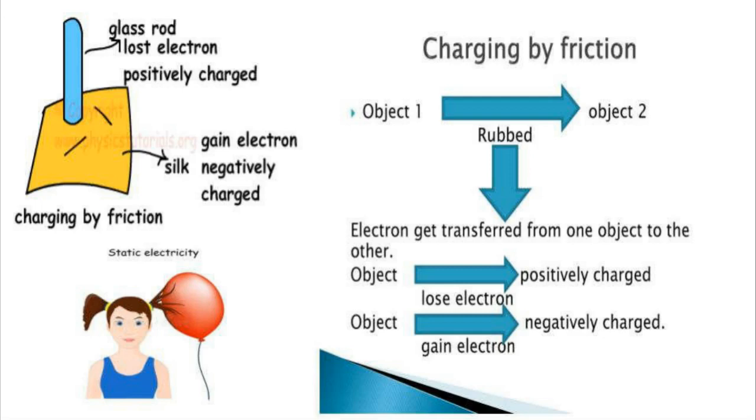What do you understand from this? By rubbing the silk cloth with the glass rod, we make the transfer of charges. And what is happening is that electrons get transferred from one object to the other. Object 1, that is the glass rod, which is positively charged, loses electrons. Object 2, that is the silk cloth, which is negatively charged, gains electrons. So one point is clear here: the material which loses electrons gets positively charged, and the material which gains electrons gets negatively charged.